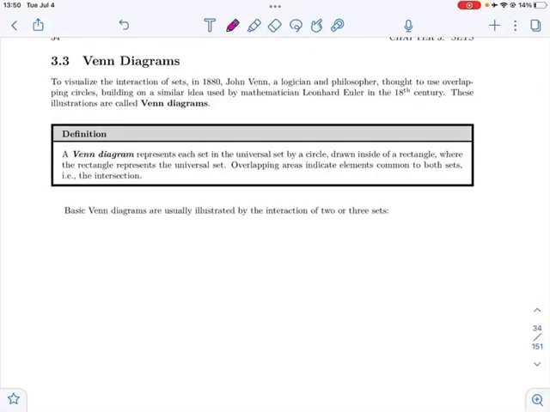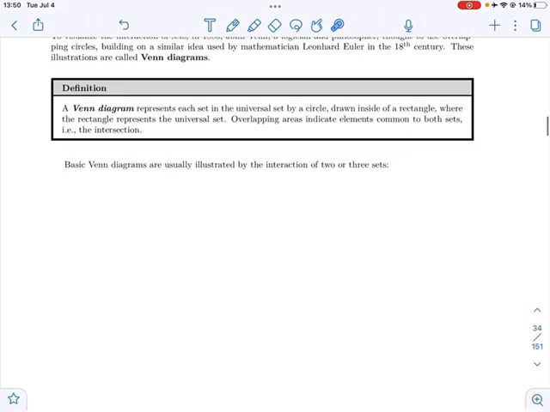Section 3.3 is about Venn diagrams. These are diagrams or drawings that can help us to visualize the sets and to understand the relationships between different sets. So these are referred to as Venn diagrams. Venn is the name of the person who introduced these diagrams. Now, what are the Venn diagrams?